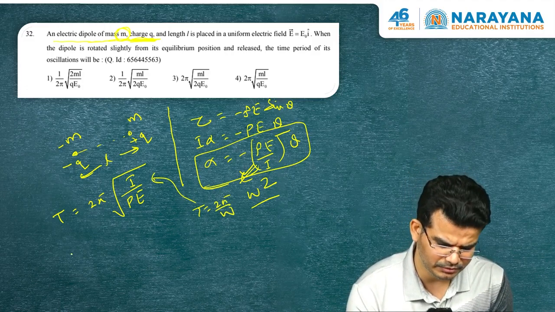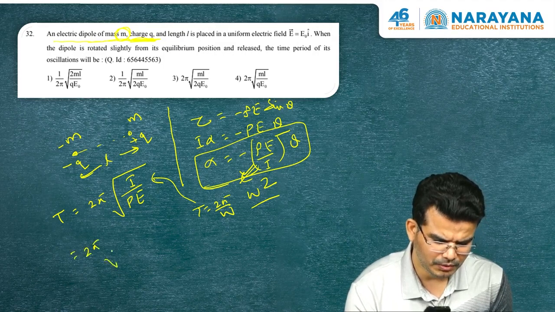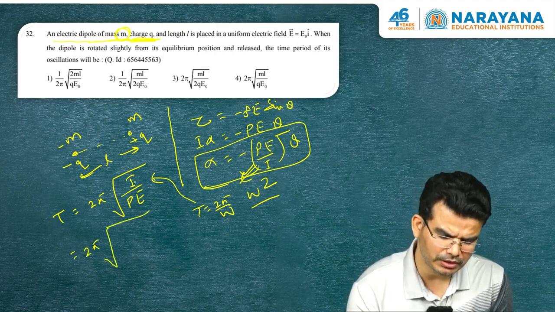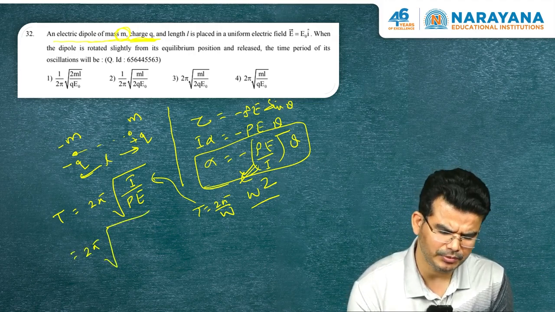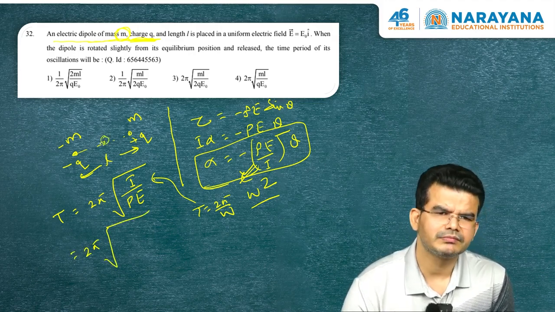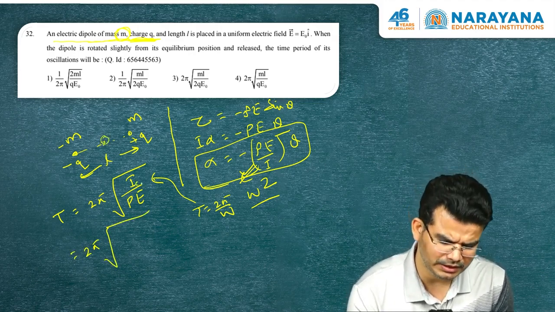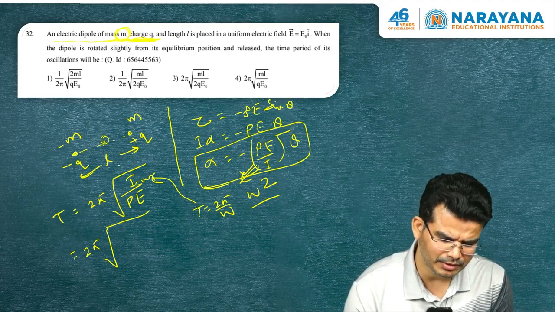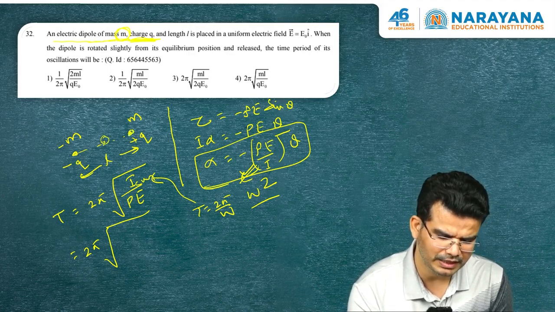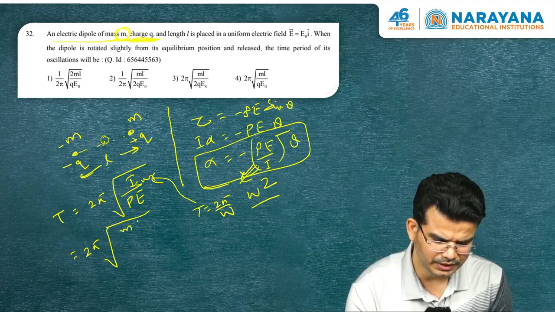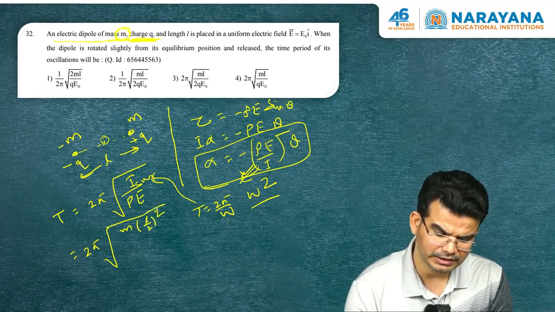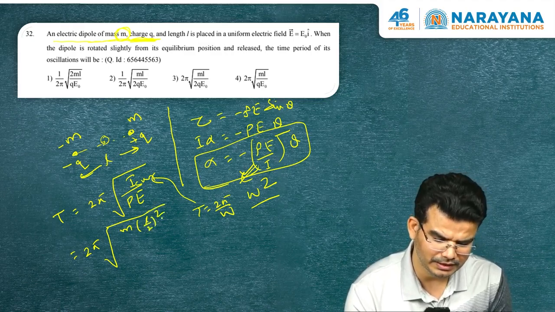Now, we will put the values. So it is 2 pi. What is the moment of inertia? First of all, moment of inertia about which point? Obviously, the dipole is rotating about its centroidal axis. So I about the center of mass. What is I about the center of mass? This one mass will have distance L by 2, so m L by 2 whole square. But this is the moment of inertia of one; you have another mass also.